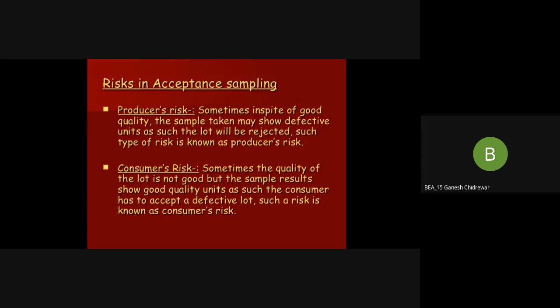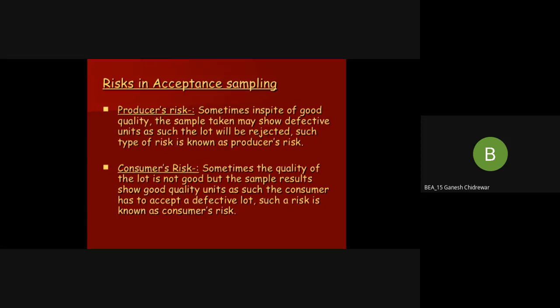Okay, so the next type is the consumer risk. Now whenever we want to study the consumer risk, consider we are the customer. Now, what are the consumer risks? Sometimes the quality of the lot is not good, but the sample results show good quality units. As such, the consumer has to accept the defective lot. Such a risk is known as the consumer risk. Suppose a defective item is not observed by that consumer, so that is nothing but the consumer risk.